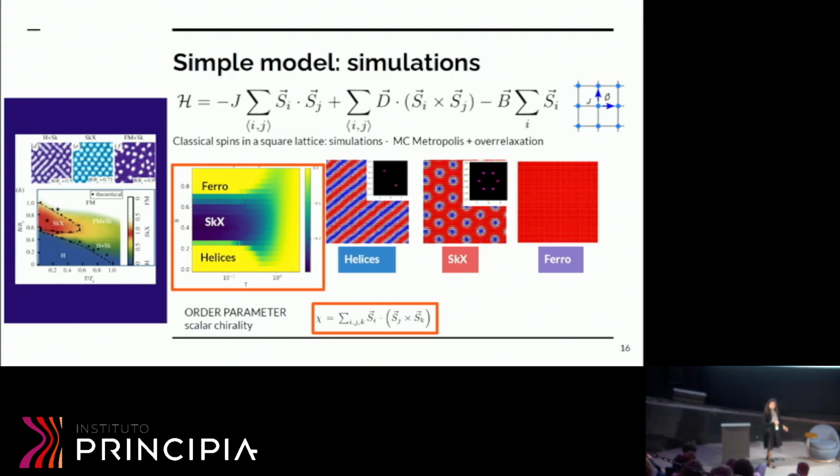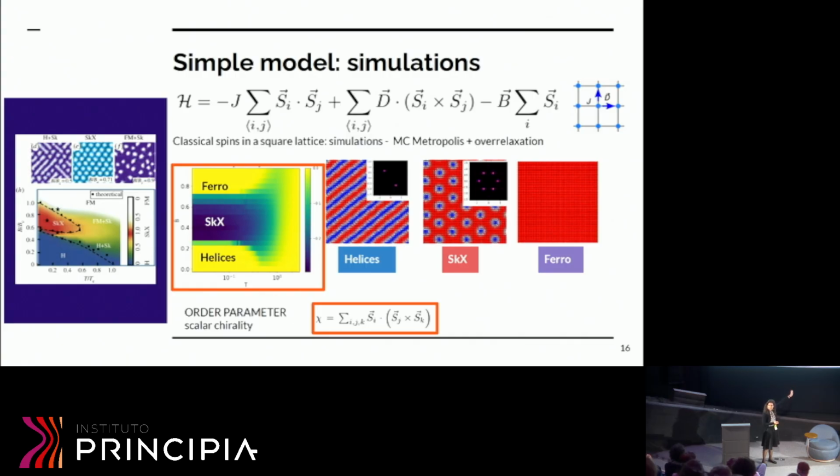And the order parameter to build this sort of density plot is simply the scalar chirality. Where you have a non-zero scalar chirality, you have an indication that you have a skyrmion lattice.